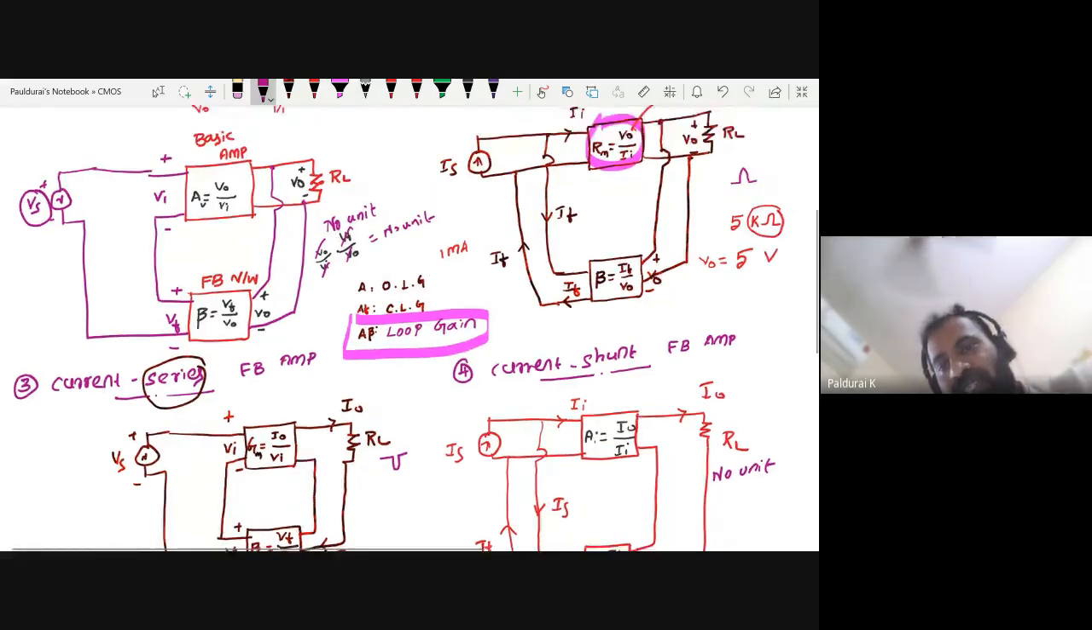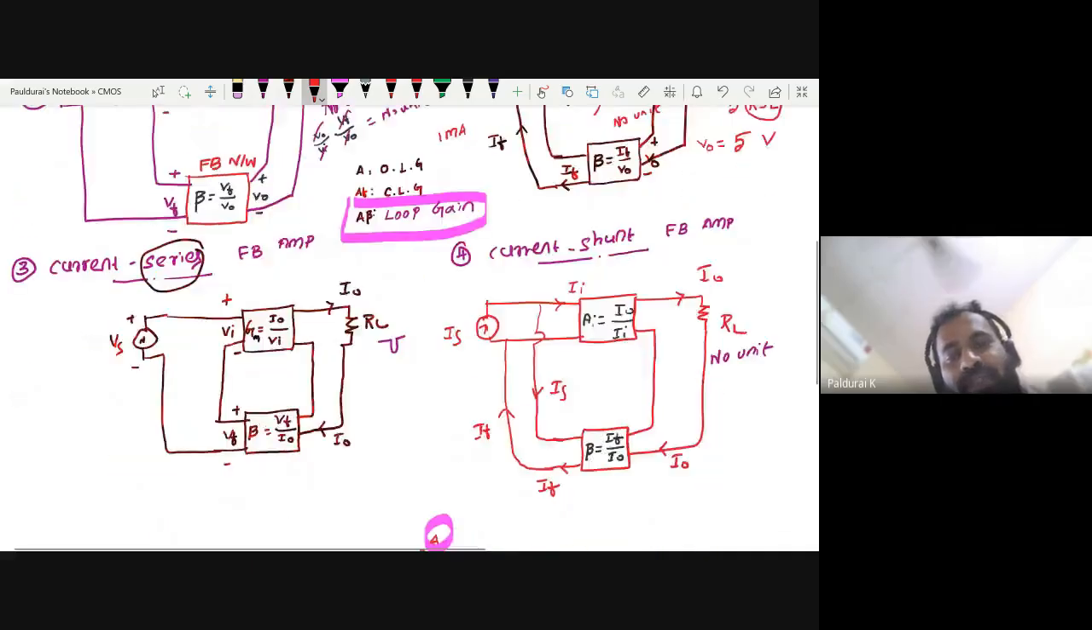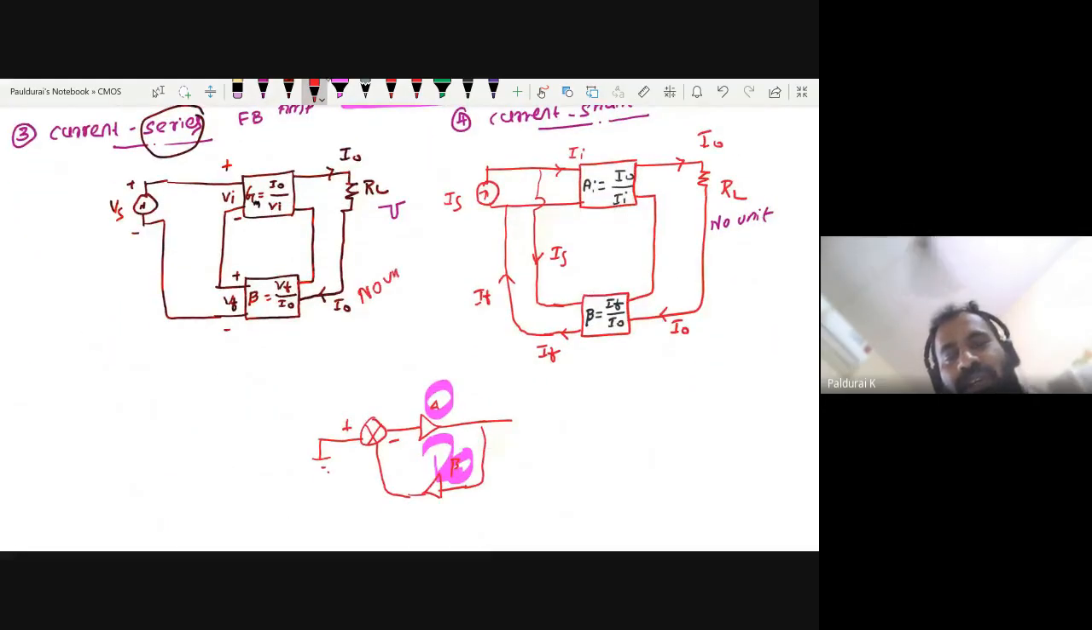Similarly, come to voltage shunt. What's the unit? Here it is V out by I I, A. Beta is I F by V out. I'm speaking only about the unit. Ampere gets cancelled, voltage gets cancelled. So here also no unit. Similarly, here also no unit, here also no unit.